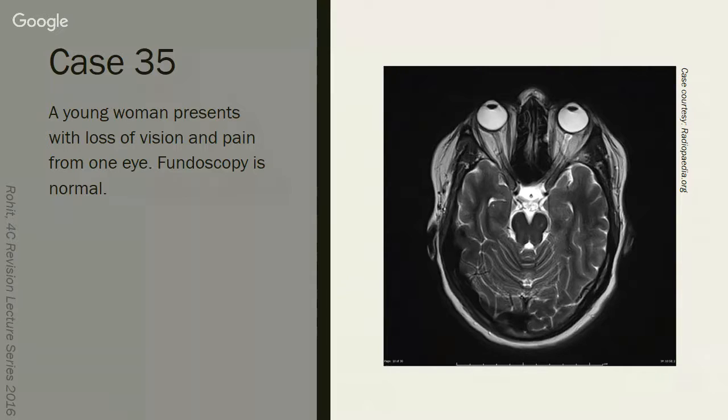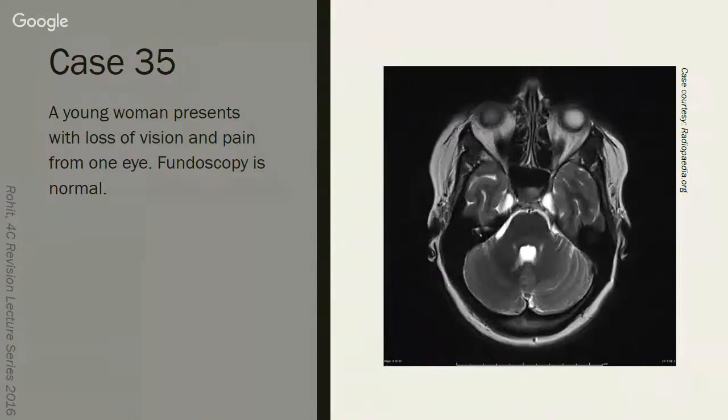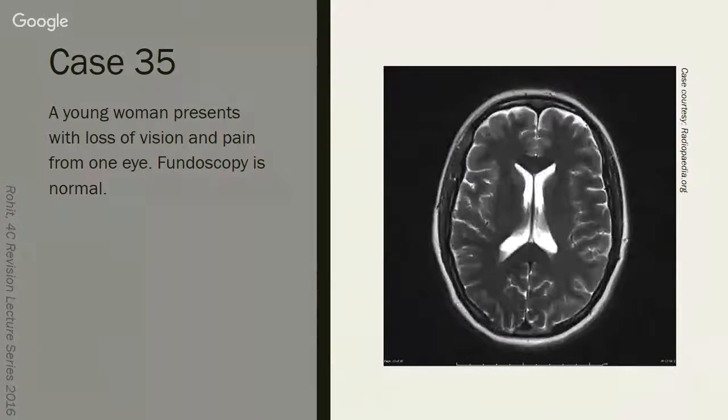Does anyone remember the diagnostic criteria for MS? Does anyone remember what it's called? Yeah, exactly. So you'd be looking for other lesions, right? So you'd be looking for infratentorial lesions, juxtacortical lesions, juxtaventricular lesions. And this patient's got none of those if we just scroll through quickly.